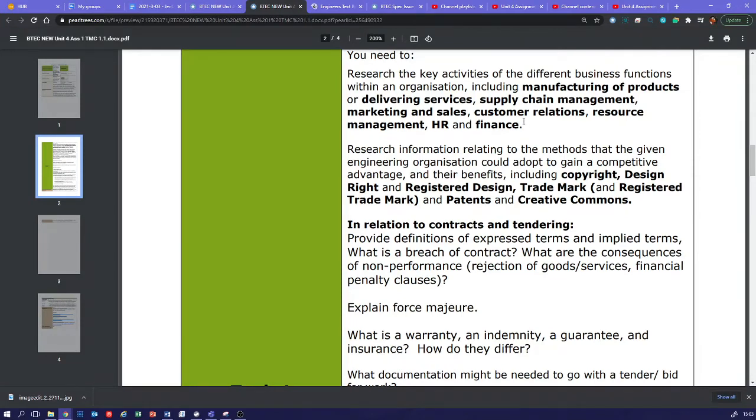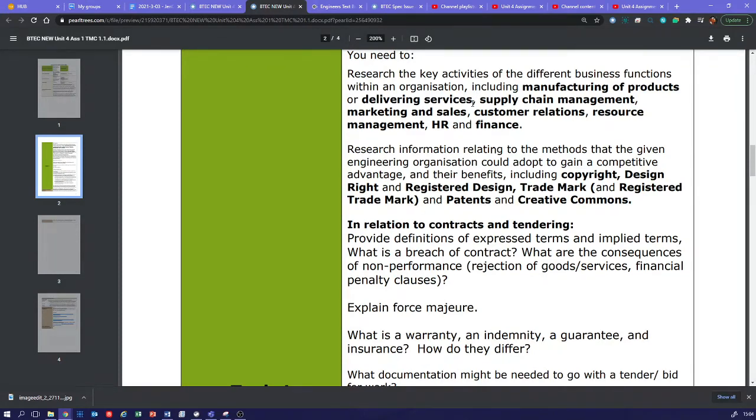For a pass, you'll be saying customer relations has an overlap with sales, in that it keeps existing customers happy and sorts out problems. That's your pass: it defines what it does. The merit is then saying it works closely with this department and that department, it uses these tools, this is how it uses them, and this is the benefit of using these tools and having this department. As soon as you start talking about the benefit and how they help a company, along with explaining how they do their job, then we're moving up into the distinction criteria for this part of the assignment.